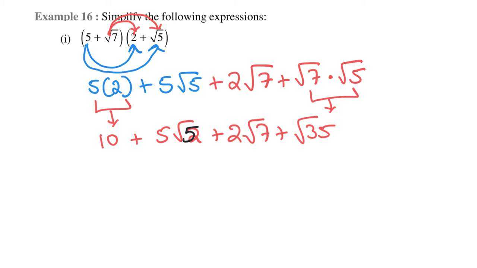Is there anything that you can add? Are there same irrational numbers? Root 2, we don't have any root 2's over here. Root 7, we don't have any root 7's over here. So we can do nothing. So this is our final answer after simplification. Great. Let's try few more.